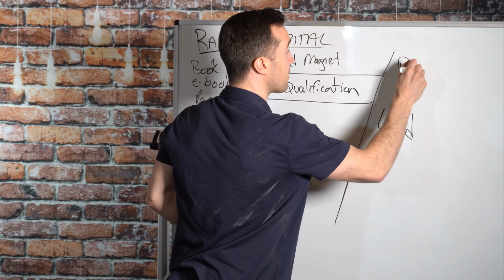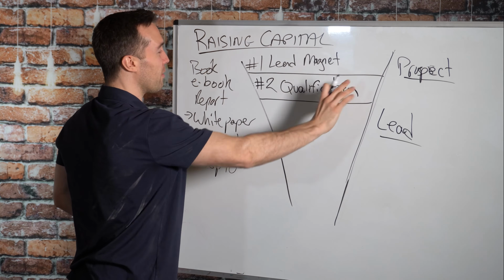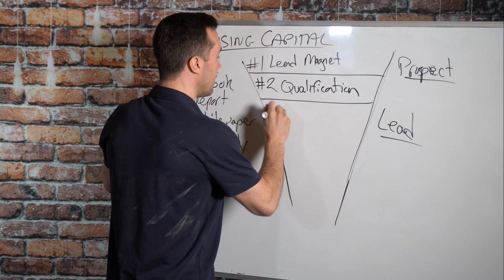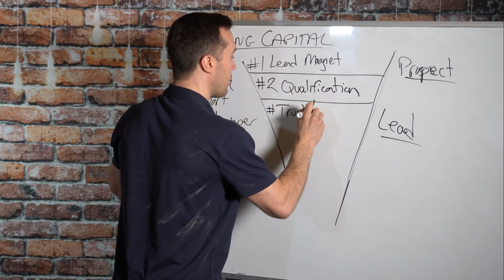So we have prospect up here, then lead magnet, then qualification. Now we move on to step number 3, and step number 3 is trust and credibility.